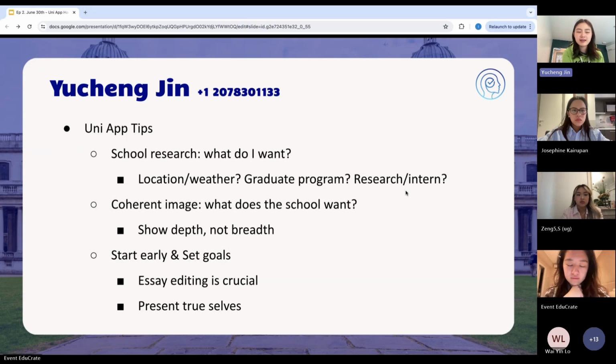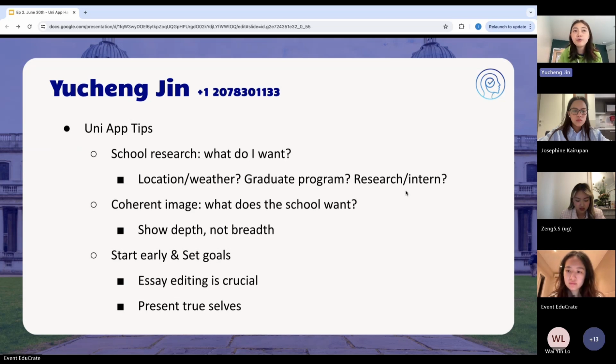So not just the ranking or the academics that matter, but also think about the location, think about the weather. Are you a kind of person who gets affected by, for example, seasonal depression? Then maybe be careful when you are choosing schools in colder regions or schools that have fewer sunny days compared with others.